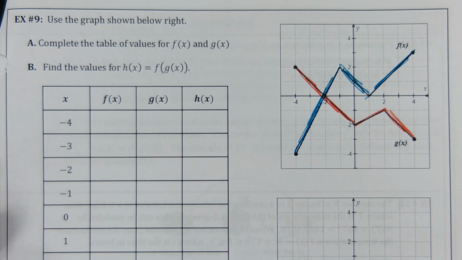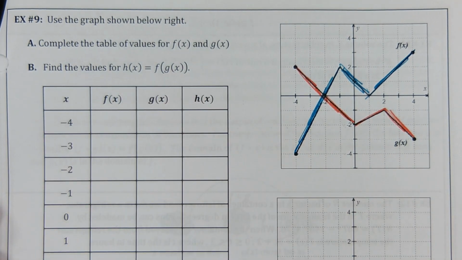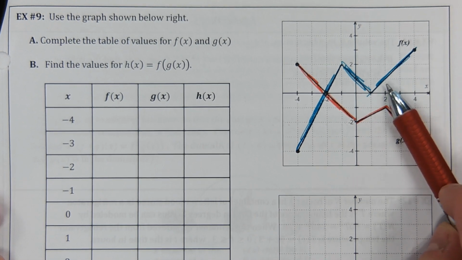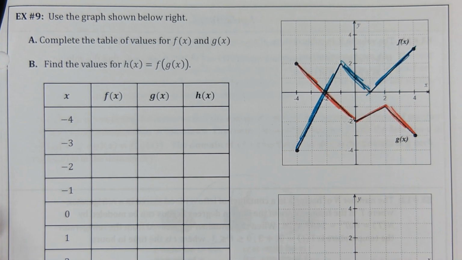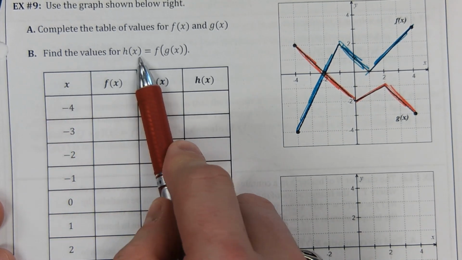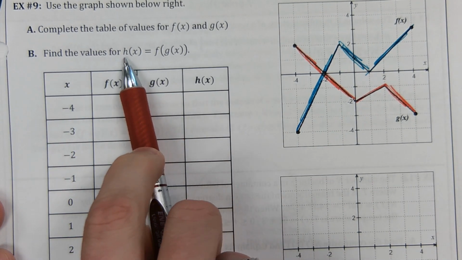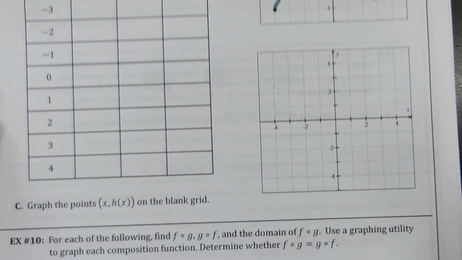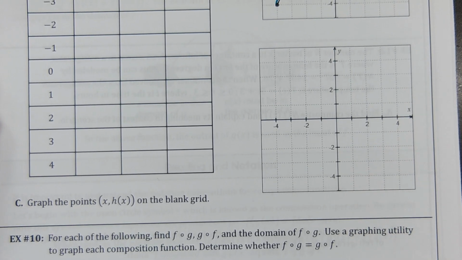So what we've been asked to do is complete the table for f of x and g of x, and that just means read the red and blue y values off of this. And after we've done these two columns, then we get to define h of x's values. And h of x's values are the composition of f and g. And then we'll get to graph h of x down here.